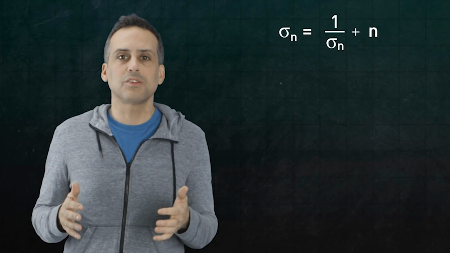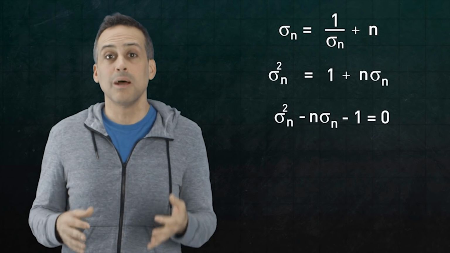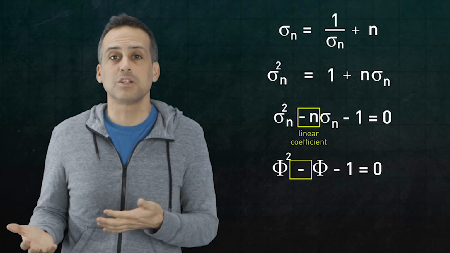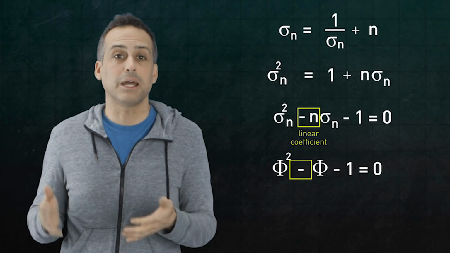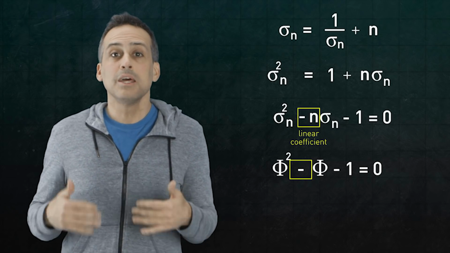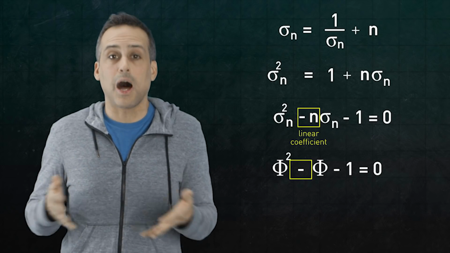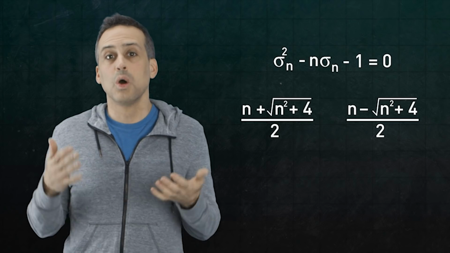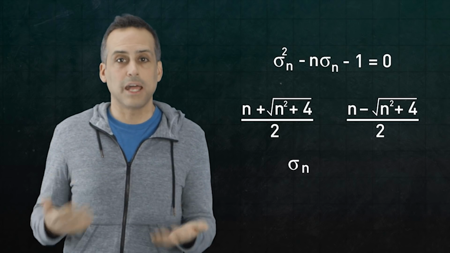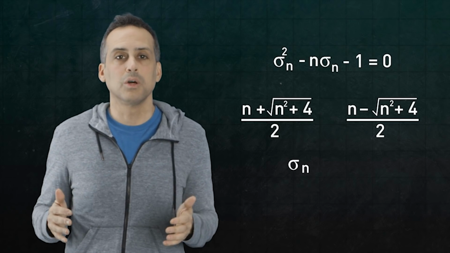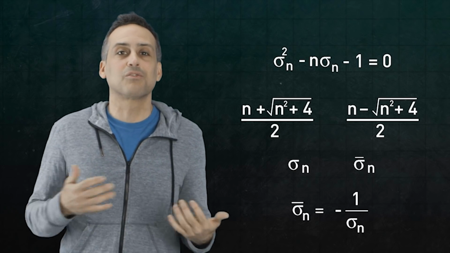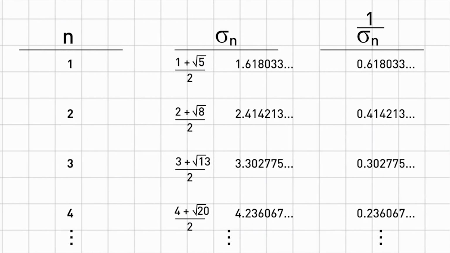Again, you can encode this condition into a quadratic equation that differs from phi's quadratic equation only in that its linear coefficient is now minus n instead of minus 1. And once again, you find two conjugate solutions of opposite signs. Sigma n will be the positive one. That works out to n plus the square root of n squared plus 4 all over 2. And again, sigma n's conjugate turns out to equal its negative reciprocal. Here's a table of all these values for the first few n, just for reference.